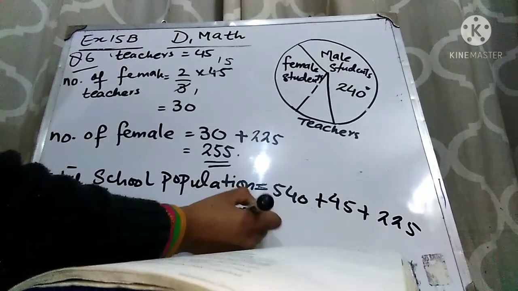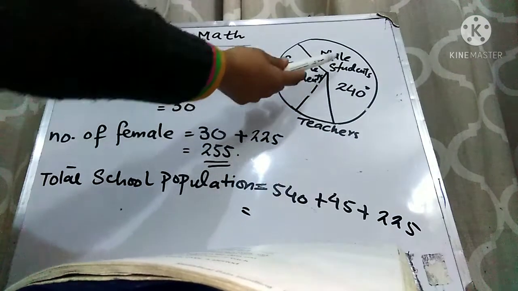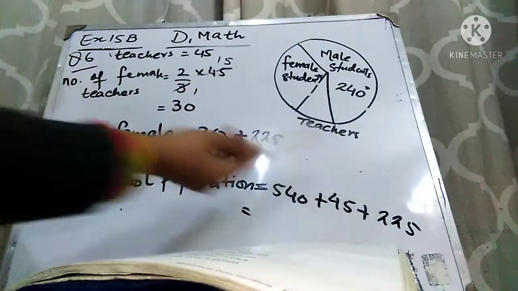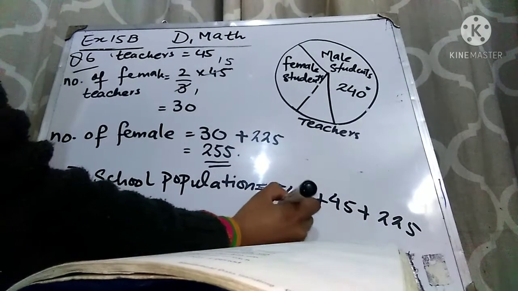So in the total school population, the teachers are given as 45. You will add up the male students, the teachers, and the female students, which are 225. When you add up all these values, you get 540 plus 45 plus 225, which gives 810.